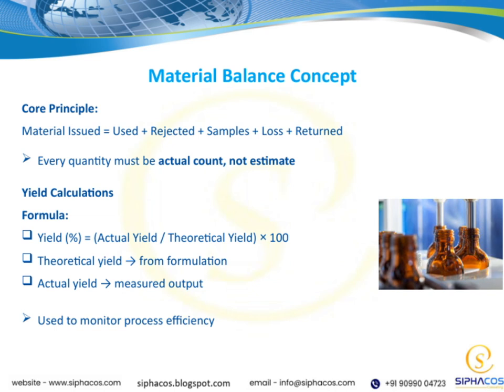Yield calculations are incredibly useful because they help us monitor the efficiency of our process. If the yield is close to 100%, it indicates our process is very efficient. If it's lower, it signals there may be losses or issues we need to investigate. Overall, understanding and applying these principles ensures we keep our production on track and improve wherever possible.